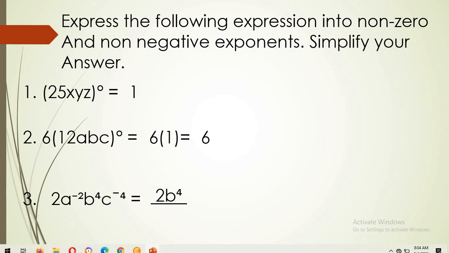Then, i-inverse natin yung negative, which is a squared. Magiging a squared na siya, and c raised to 4.